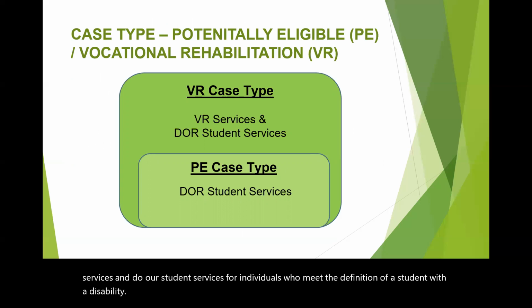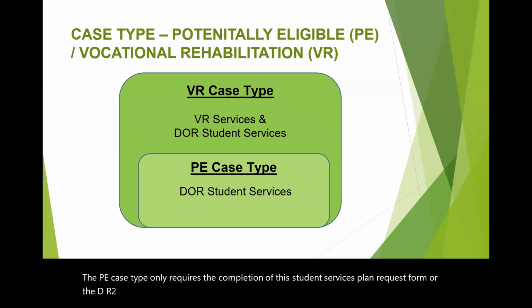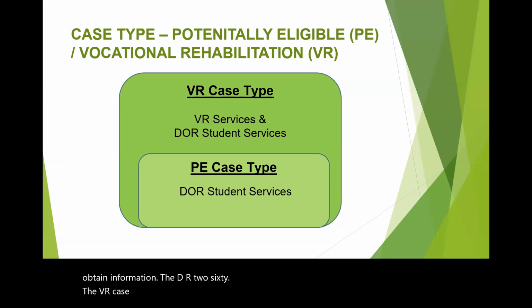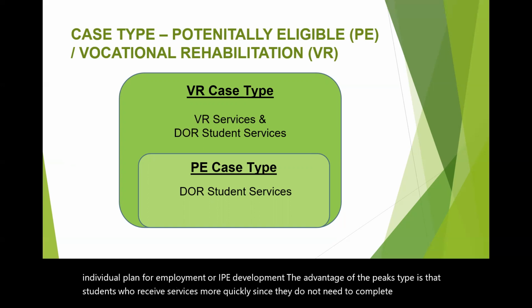The PE case type only requires the completion of the Student Services Plan Request Form, or the DR 203, the Student Services Plan, the DR 205, and the Consent to Release and Obtain Information, the DR 260. The VR case type requires a traditional DOR application, verification of eligibility, and individual plan for employment, or IPE, development. The advantage of the PE case type is that students receive services more quickly, since they do not need to complete the more extensive application process.